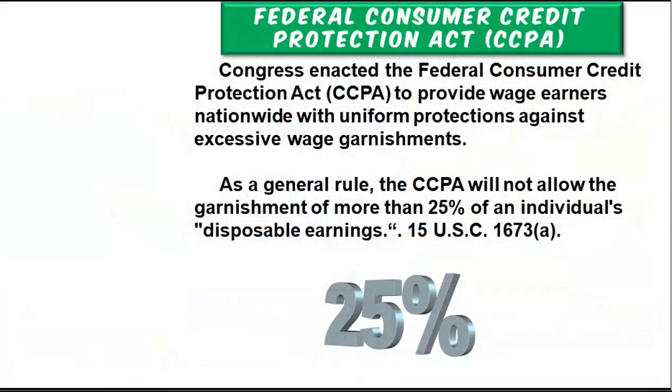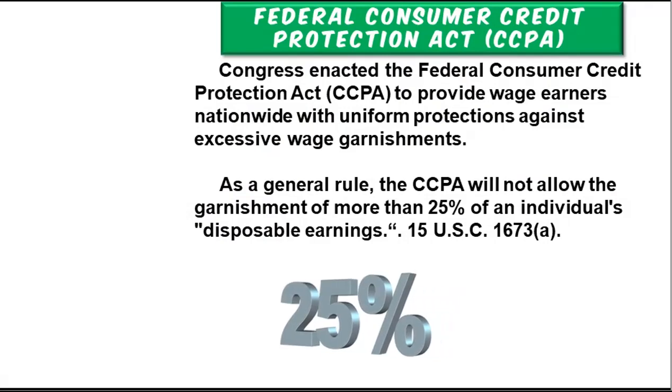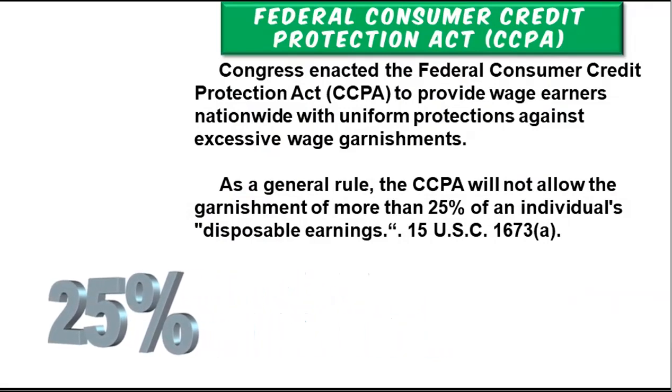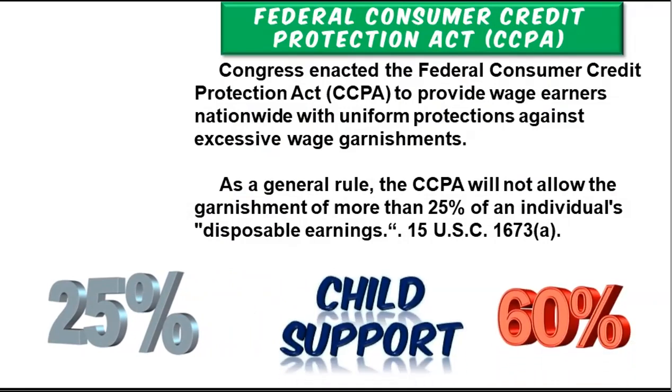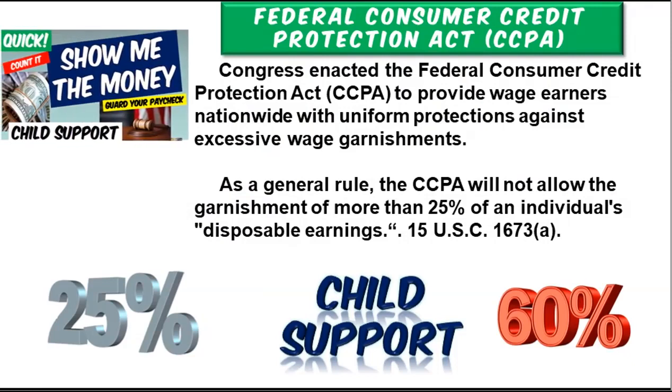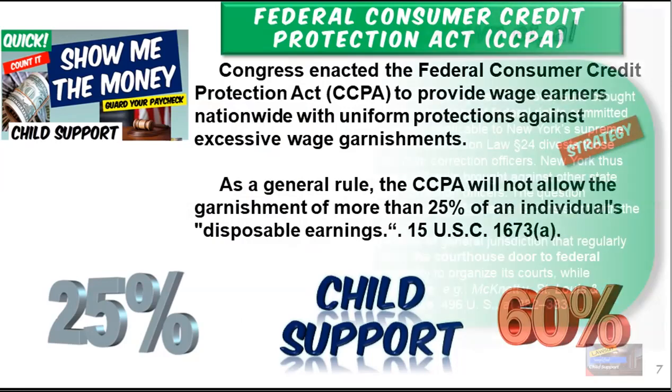The second strategy you will use is called the Federal Consumer Credit Protection Act. That is the CCPA. As you may know from our videos, you're allowed a maximum of 25% garnish from what is called disposable income. Disposable income is what's left over after federal and state taxes. However, the provision in the child support program allows up to 60% deduction from that. So this is the second strategy.